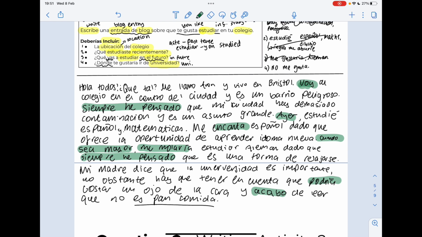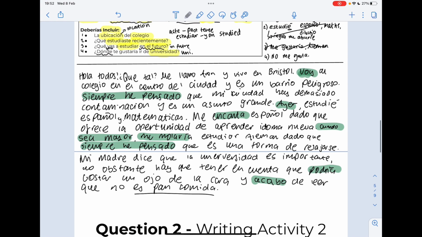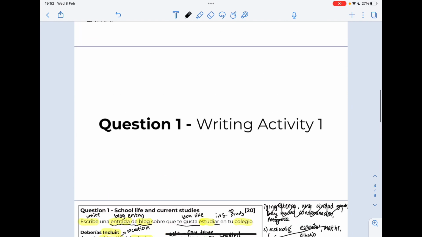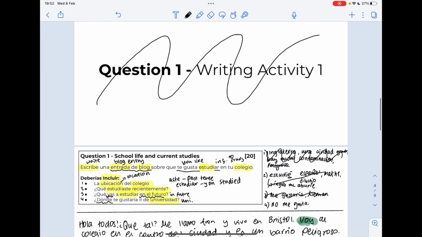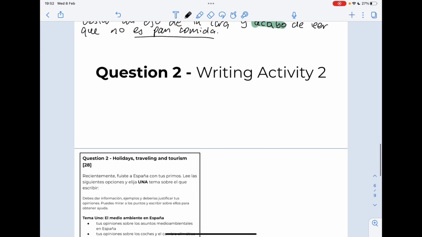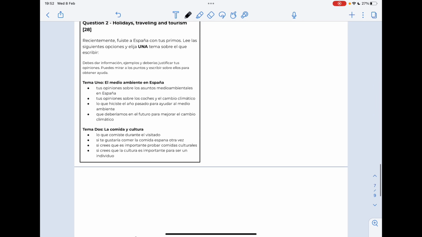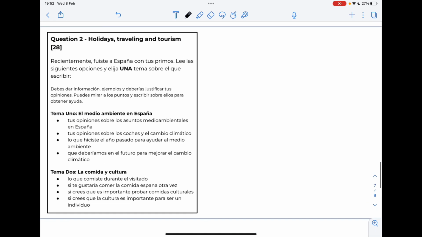You want to be getting as many tenses as you can in there, because it shows that you're able to manipulate the language and use it for different situations. So that's question 1 done. So we can cross that out. Now we'll move on to question 2, and question 2 is typically the lengthier one. So again, let's go through and we're going to highlight our cognates and understand the question. So, recientemente fuiste a España con tus primos.